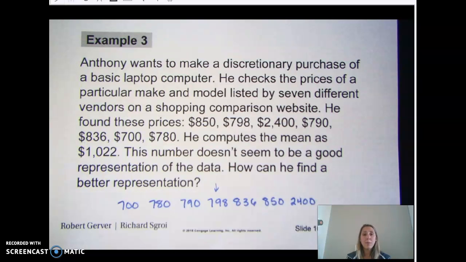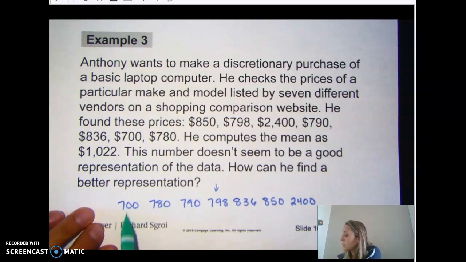Okay, so I have written the numbers smallest to largest. You may want to check your notes to make sure that this is correct. I have 700, 780, 790, 798, 836, 850, and 2400. To find the median, you have to write your set of data smallest to largest. So now to find the median, I've already done that. Now I'm going to just start crossing off the endpoints. So these ones, smallest and largest. These ones, there we go.